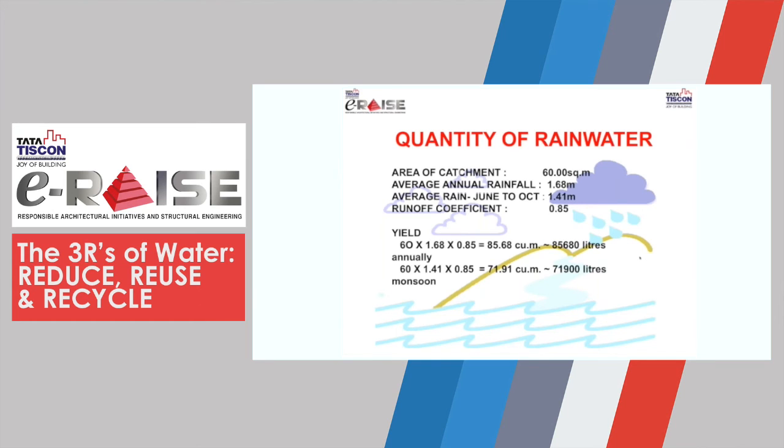A very short idea about the quantity. The area of the catchment was quite small, only about 60 square meters. But the yield, if we calculate a runoff coefficient of 0.85 and average annual rainfall of the last few years as 1.68 meters, the yield was about 85680 liters annually. And only during the monsoon months, we can see that the yield is 71900 liters.